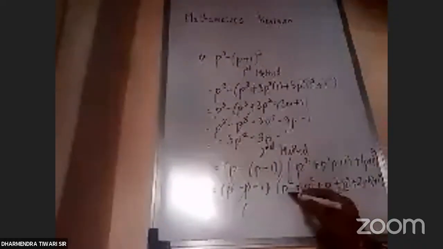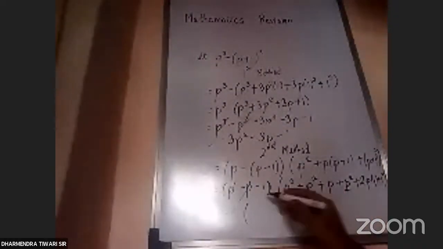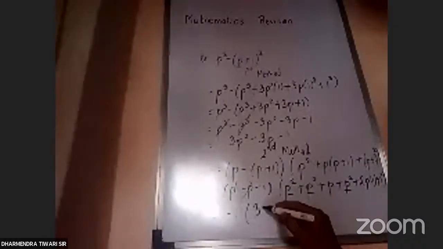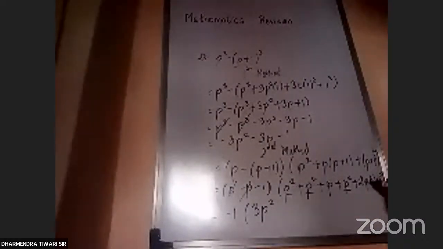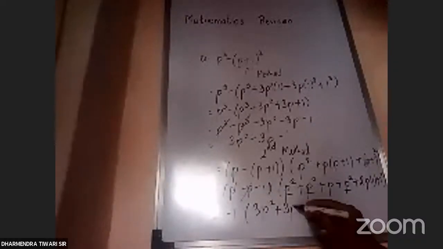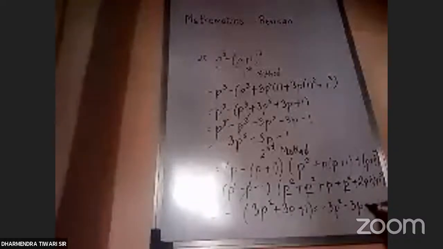And in the bracket, we are having 1, 2, 3, 3p square. And here we are having p plus 2p into 1 is 2p. p plus 2p is 3p. And plus 1. Once you open the bracket, it will take the form minus 3p square minus 3p minus 1. Done.